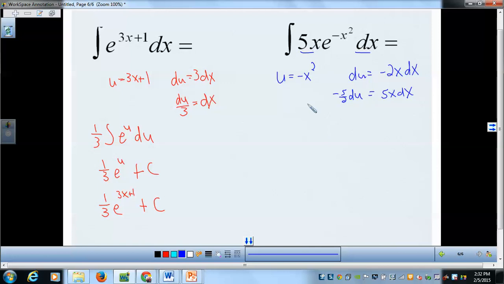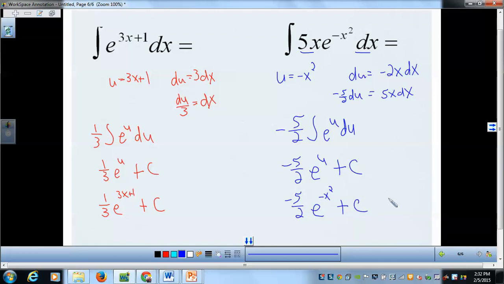So now if I go back and put all my pieces in, I have negative 5/2 times the integral of e to the u du. And then once again, the integral of e to the u is just e to the u, and then we have our plus c because we have an indefinite integral. And with an indefinite integral, we always want to go back to the original variable of integration, which was x. So my u was negative x squared, and then plus c.